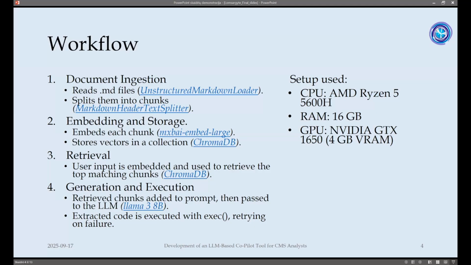Then we move on to the generation and execution. The retrieved chunks are added to the prompt and then passed to the large language model, which was Llama 3 in our case. And the extracted code from the answer is executed and retried if we run into an error. And this is the setup that I used to run all of this.